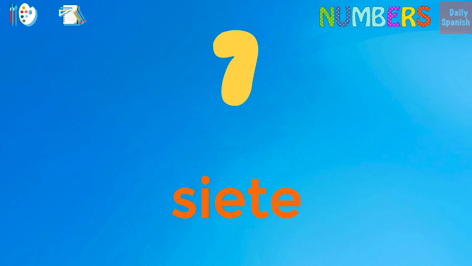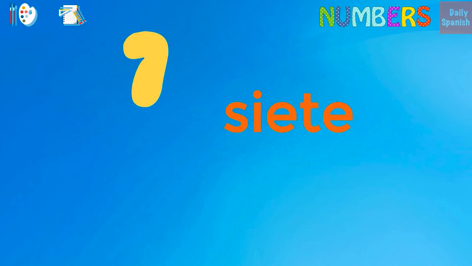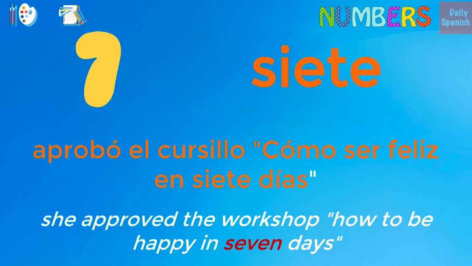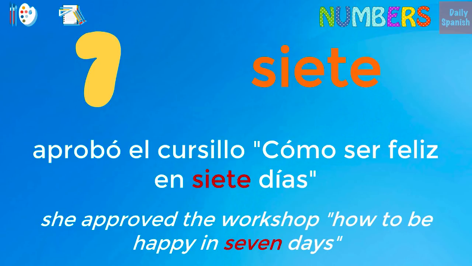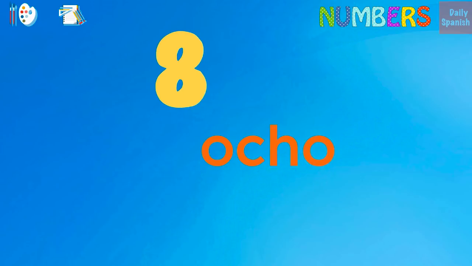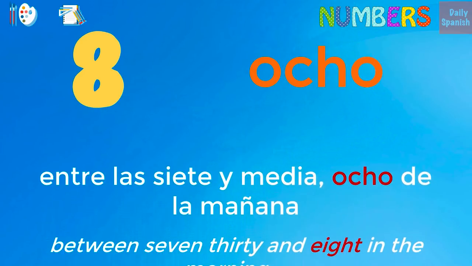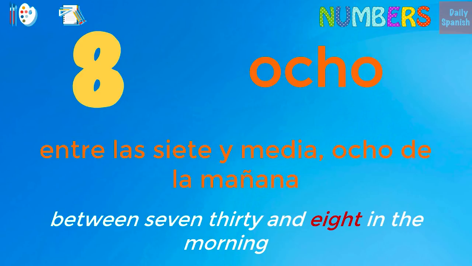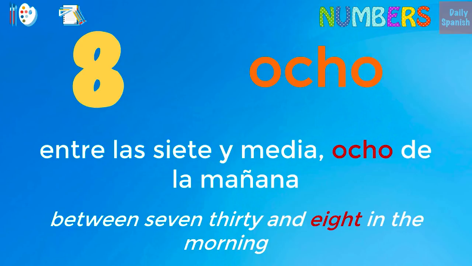Siete. For example, aprobó el cursillo ¿Cómo ser feliz en 7 días? She approved the workshop, How to be happy in 7 days. Ocho. For example, entre las 7:30 y 8 de la mañana. Between 7:30 and 8 in the morning.